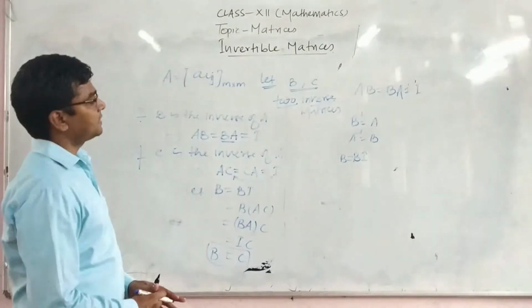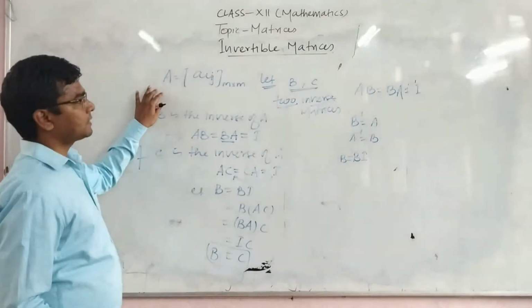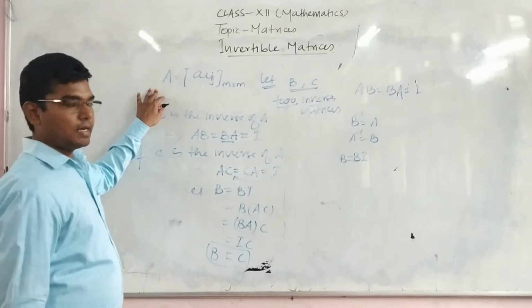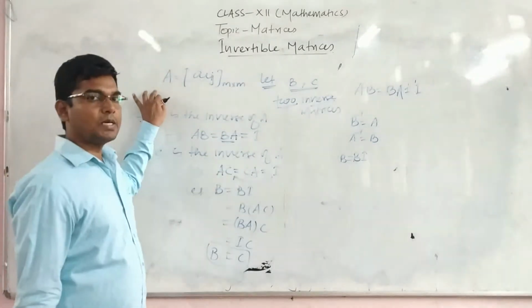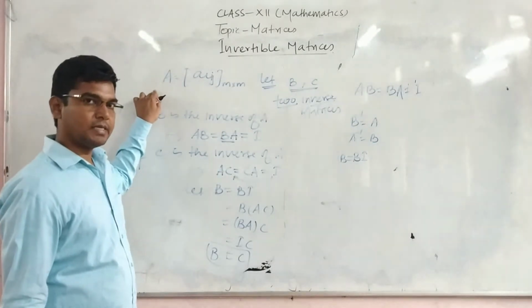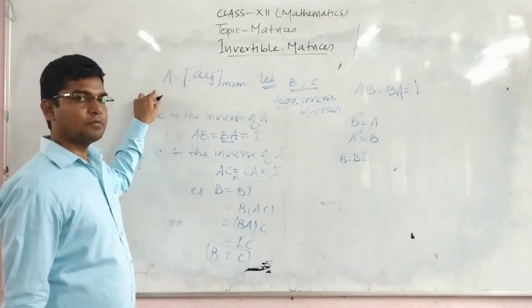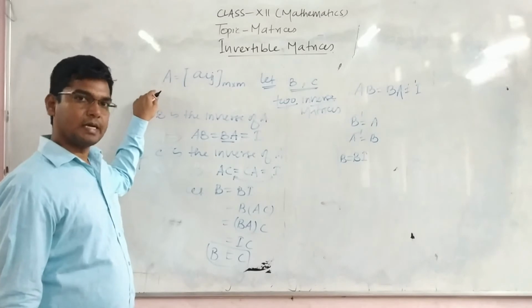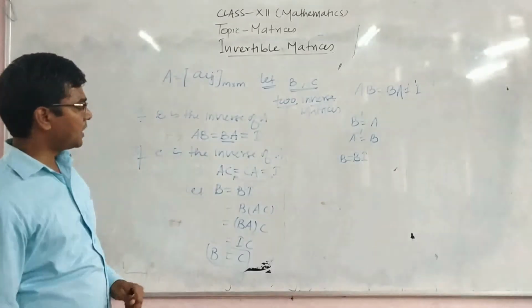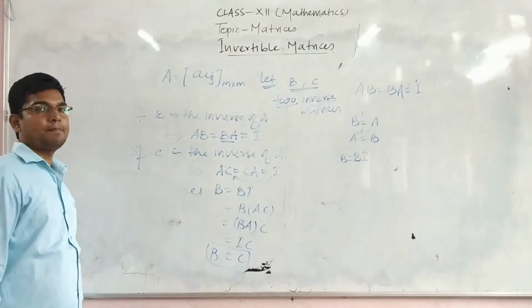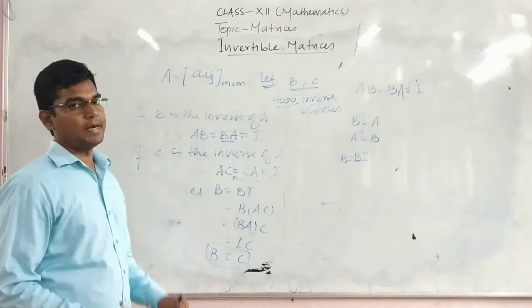So it is very much clear, if any square matrix is there and if the inverse of that particular matrix exists, definitely the inverse of that particular matrix will be unique, right? So this is about the uniqueness of the inverse of a matrix.